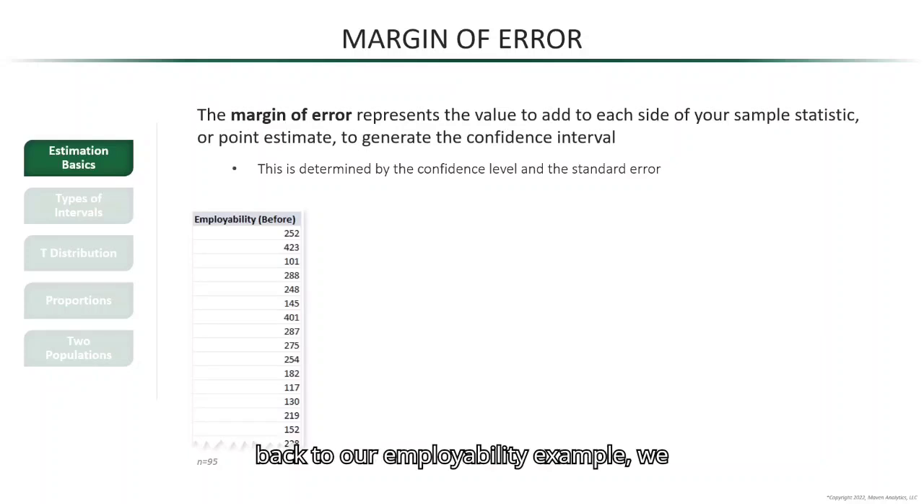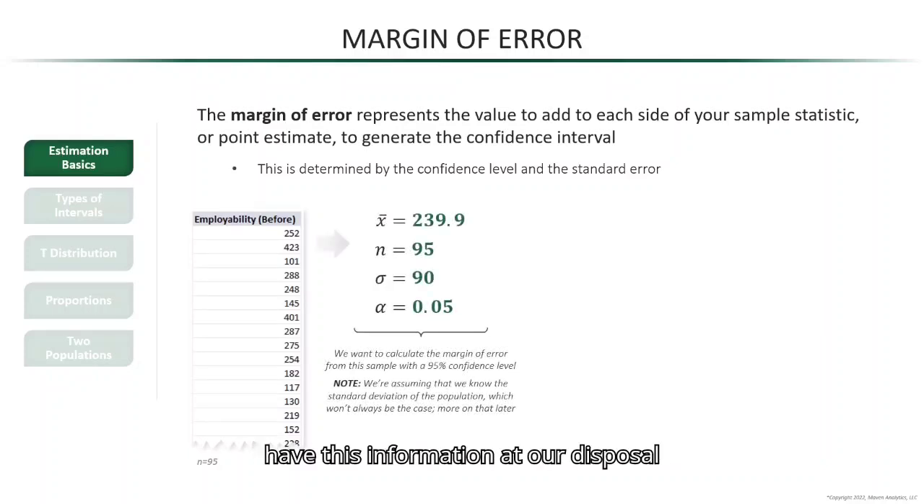So if we go back to our employability example, we have this information at our disposal and we want to calculate the margin of error from this sample with a 95% confidence level. Now, you might be looking at this and thinking, wait, I get that we know the sample mean, the sample size, and we've established an alpha of 0.05, but where did that sigma value come from?